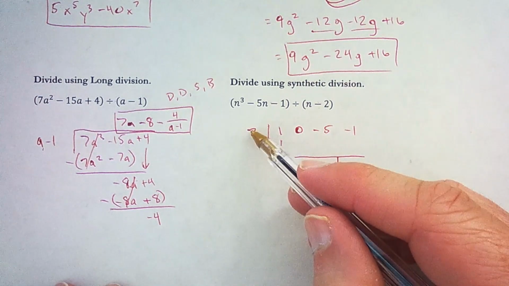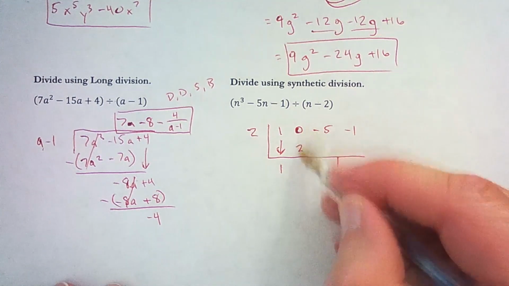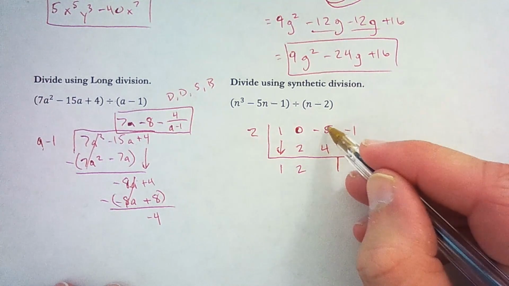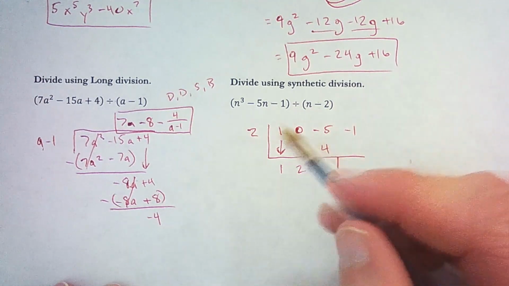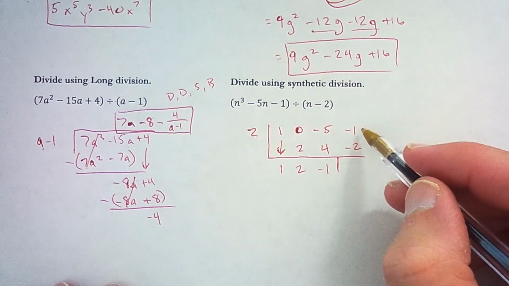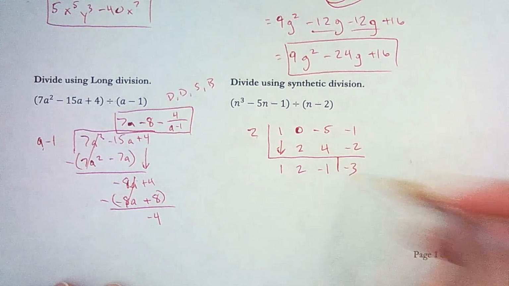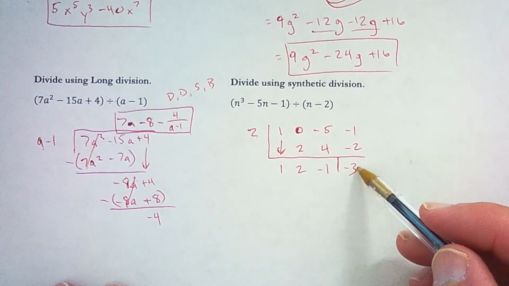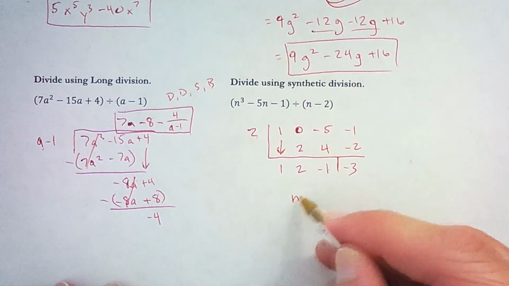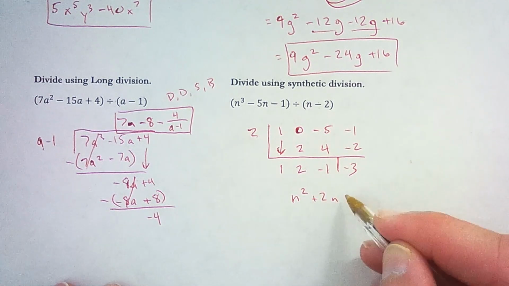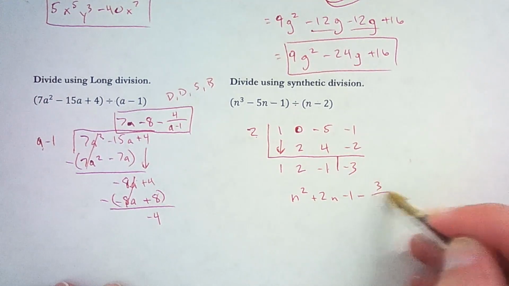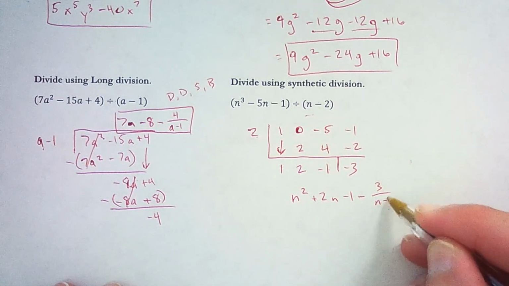So we multiply. 2 times 1 is 2. Add 0 and 2. Multiply 2 and 2. Add negative 5 and 4. Multiply 2 and negative 1. Add negative 1 and negative 2. There's our remainder. And then we've got the constant, first power, and second power. So it's 1n squared plus 2n minus 1, and then minus 3 over n minus 2.